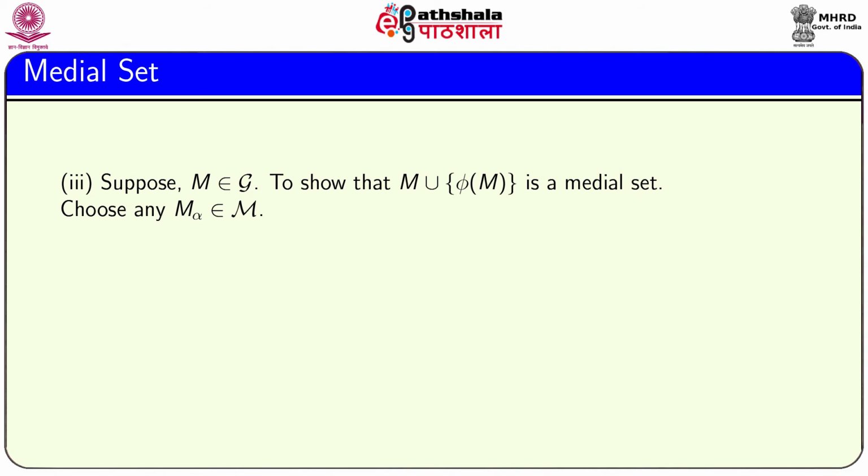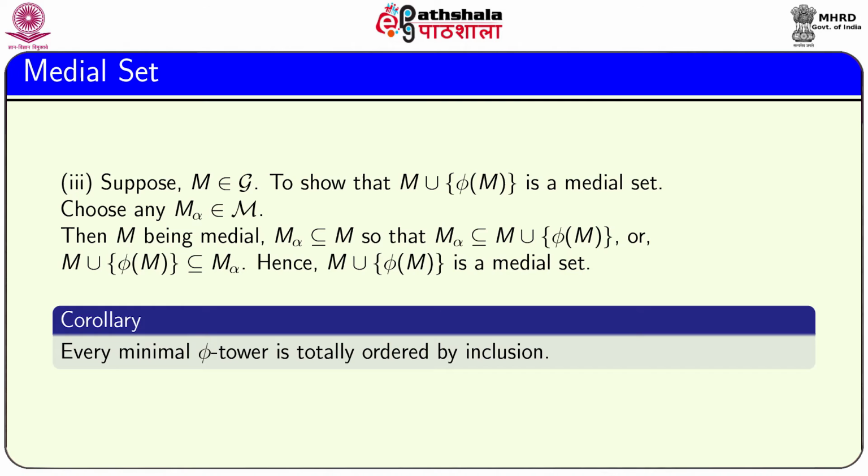Third condition for phi tower. We start with any M from script G to show that M union the set containing phi M is a medial set. So, choose M alpha from script M. Then, M being a medial set, either M alpha is a subset of M, so that M alpha is contained in M union the set containing phi M, or M union the set containing phi M is contained in M alpha. Hence, M union the set containing phi M is a medial set.